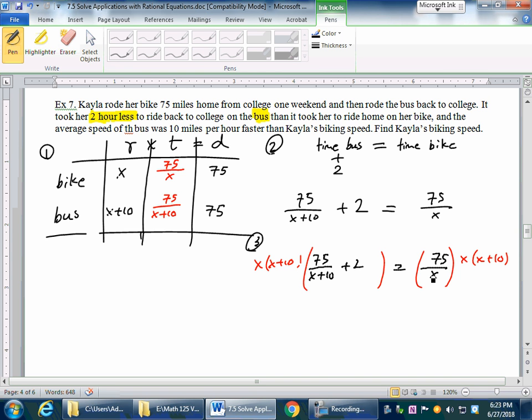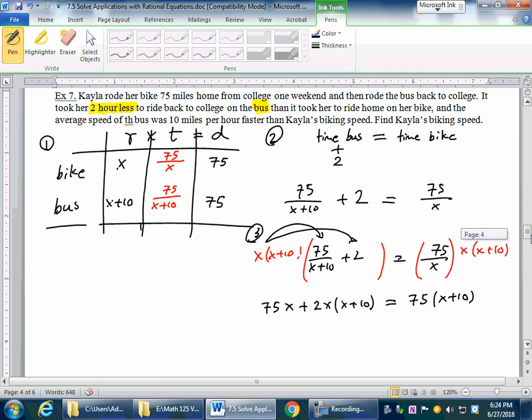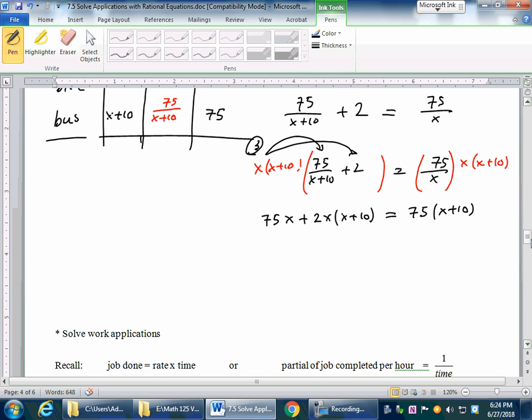So distributing to the first term, x plus 10 cancels out, so it will become 75x, plus distributing to the second one, that will be 2 times x plus 10, equal to, when I multiply on the right hand side, x and x cancel, so it will be 75 times x plus 10. Now, continue solving this. This will be 75x plus distributing 2x, it becomes 2x squared plus 20x equal to 75x plus 750.